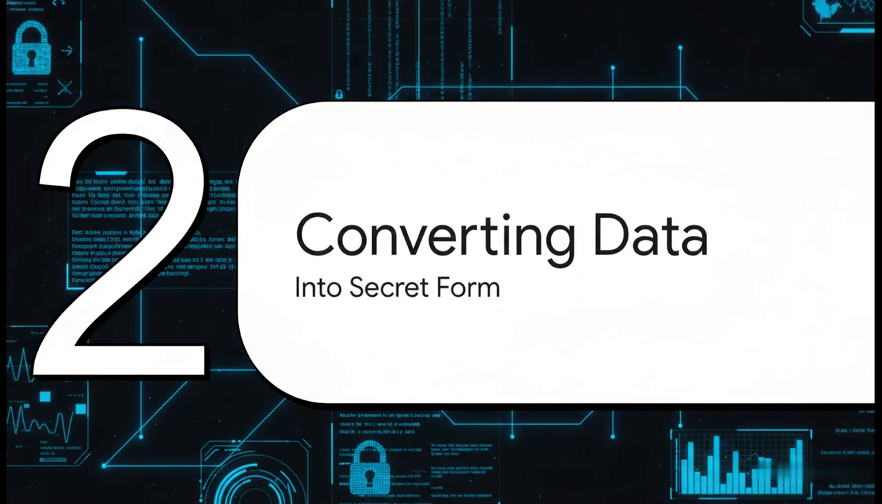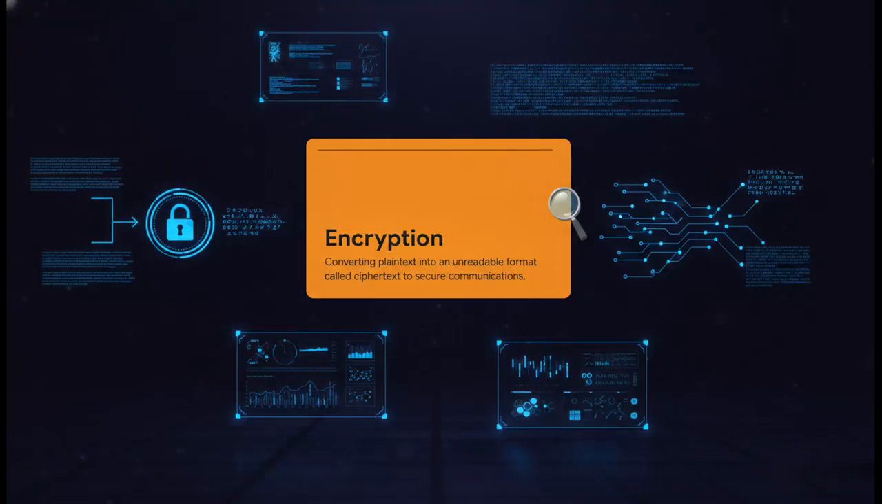Section 2. Converting into secret form. So let's dive right into our very first defense mechanism, which is encryption. You can think of encryption as your ultimate digital lock. It takes readable data, which, in the cybersecurity world, we just call plaintext, and transforms it into a completely secure, incomprehensible format. And you literally cannot read it without the proper digital key. We call this newly scrambled data ciphertext.